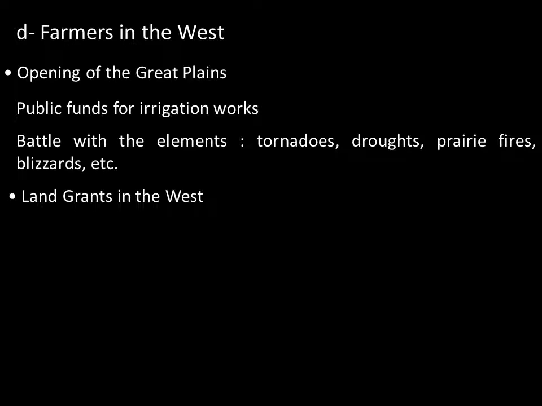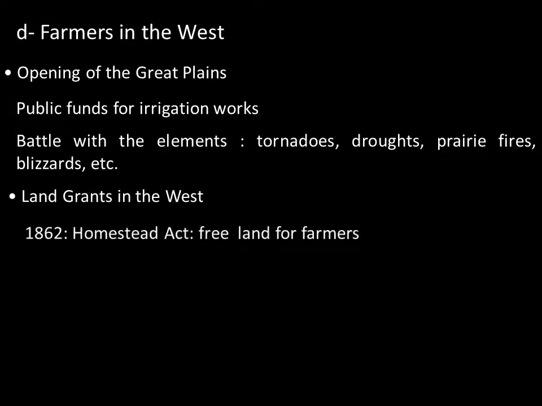Land grants in the west. Now the U.S. government really wanted to encourage people and especially farmers to move west. And in the middle of the Civil War in 1862, they passed an act, the Homestead Act. That's another milestone in American history that's very famous, so you should remember this, the Homestead Act of 1862. And the Homestead Act actually offered free land for farmers in the West.